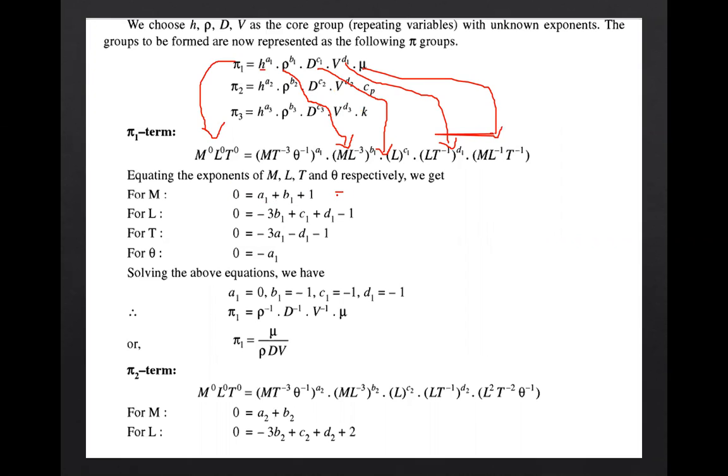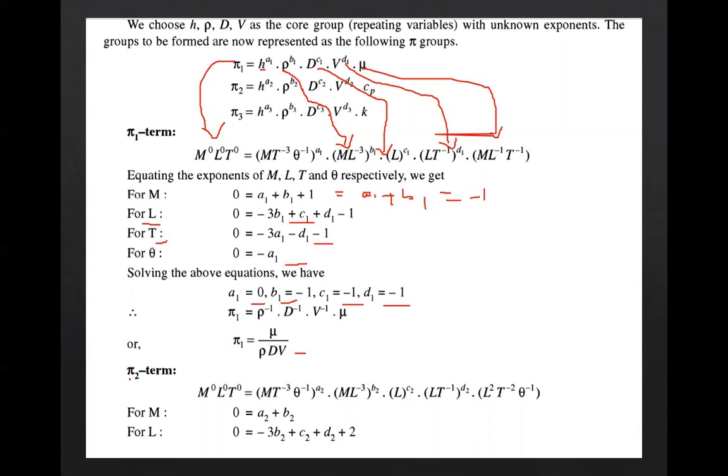That means we get a1 plus b1 is equal to minus 1. Similarly, we equate the powers for L and theta. Ultimately, we get the value a1 is equal to 0. That means b1 is equal to minus 1, c1 is equal to minus 1, and d1 is equal to minus 1. This indicates that pi 1 is equal to rho raised to power minus 1, d raised to power minus 1, V raised to power minus 1 into mu, or we say mu upon rho d V. This is pi 1.